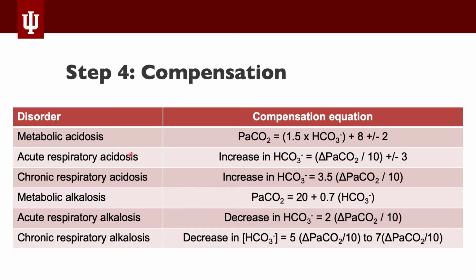So for instance, if you have an acute respiratory acidosis, you're going to compensate with bicarbonate. For every 10 that the CO2 goes up, the bicarbonate will go up by 1 if it's acute. And then you multiply that by 3.5 if it's chronic. Anyways, I'm going to let you look through these equations yourself and really dig into them. We're going to get into them more when we do some actual problems. So these are your compensation formulas. Probably the most important one for you to remember is Winter's formula, which is shown right here.